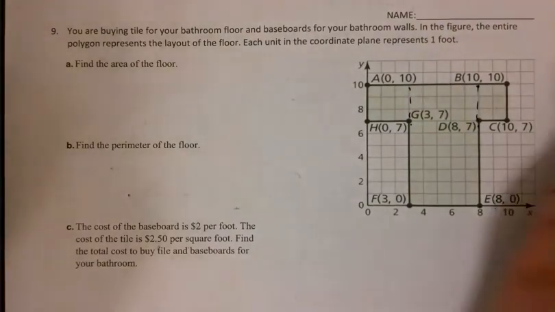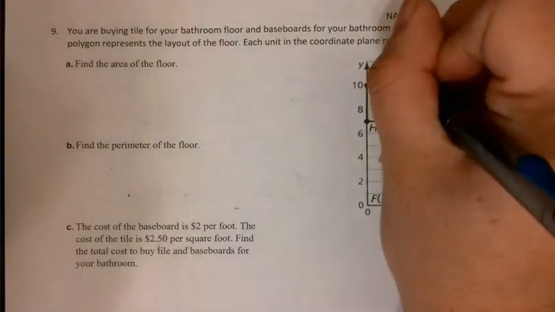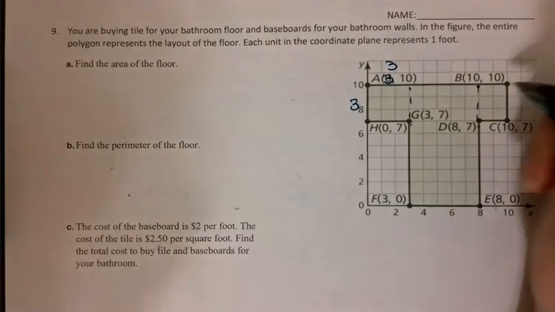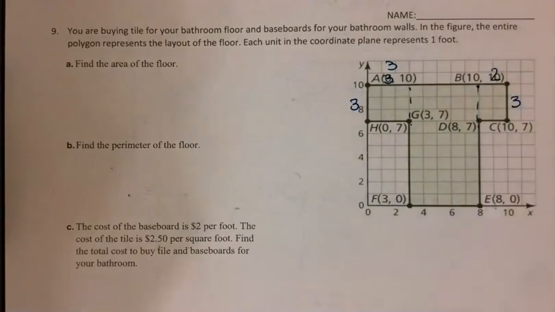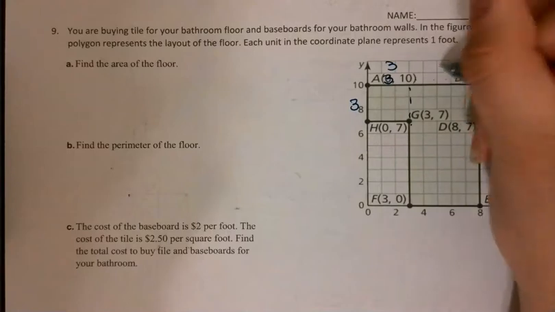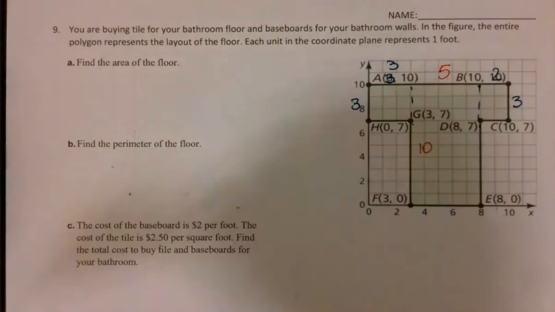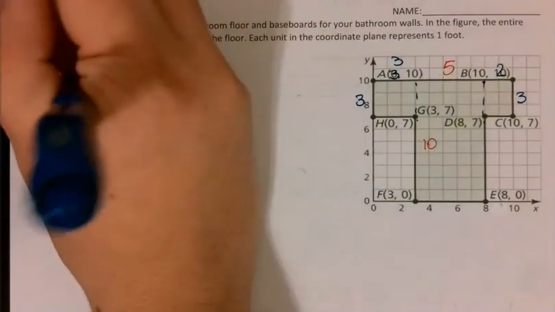Okay? So this one is 3 by 3. This one's 2 by 3. And I'll do this one in red since it's different. 1, 2, 3, 4, 5. And then it's 10 tall. So I'm going to find each individual area together.